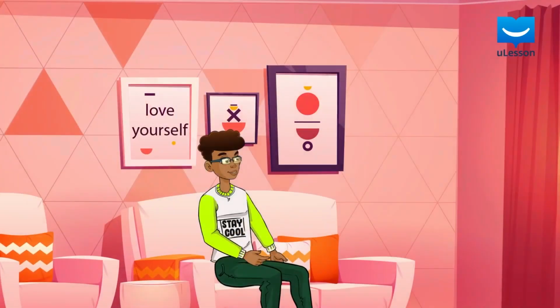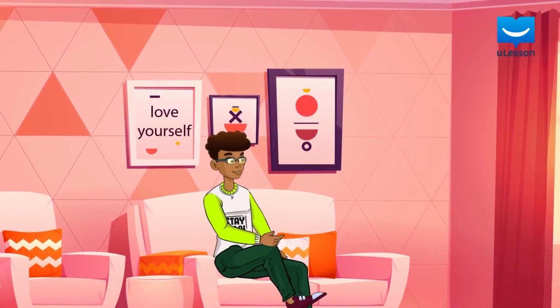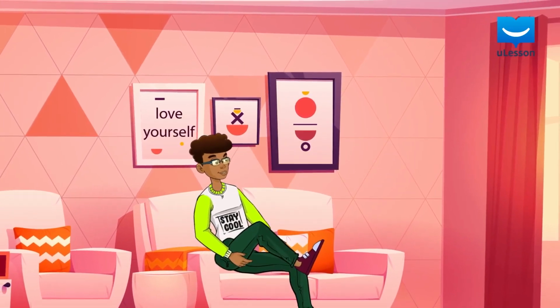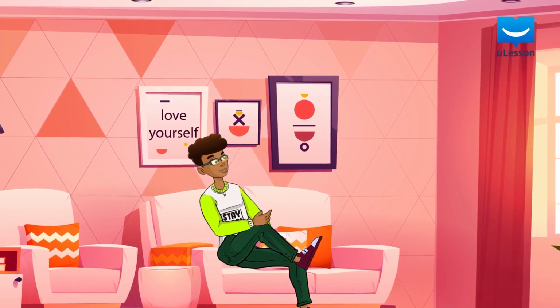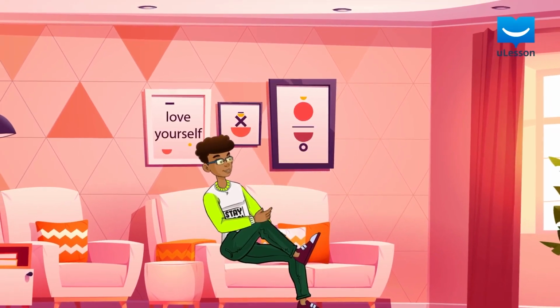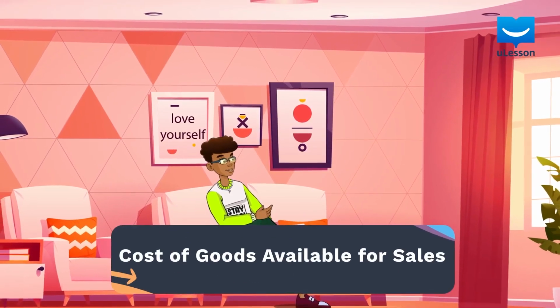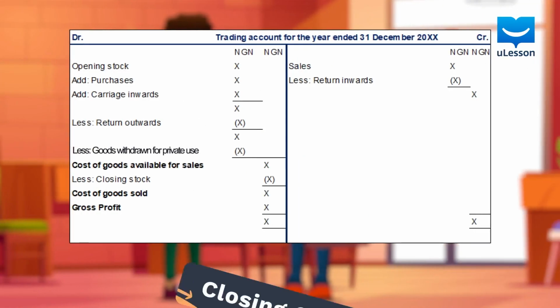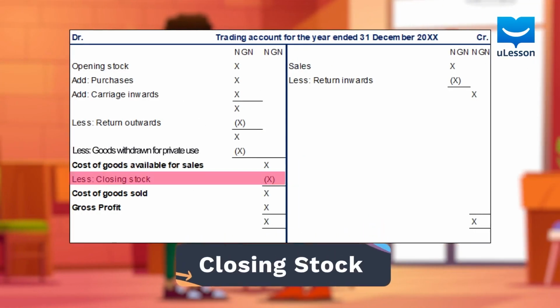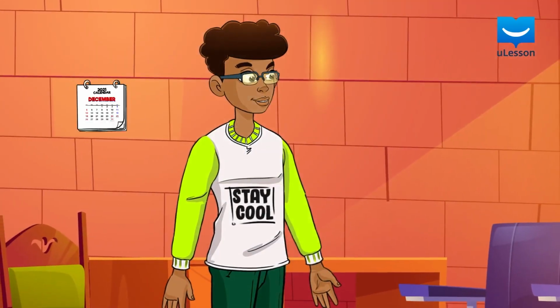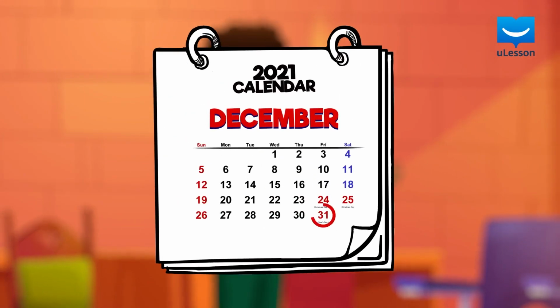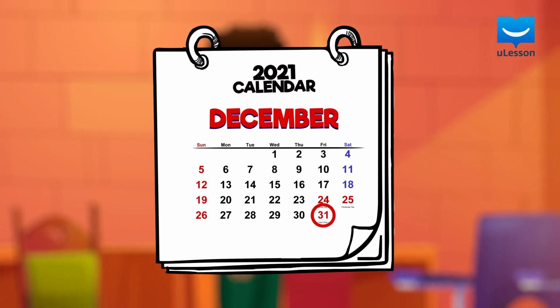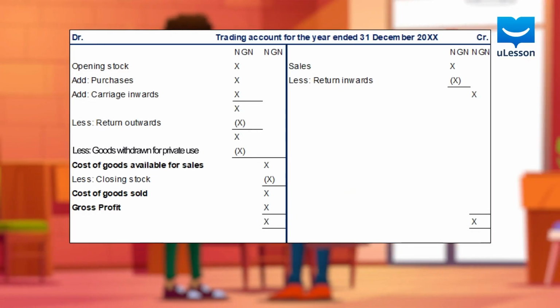For example, when Shei takes a chair from his shop to his house for his own private use, the figure is deducted from the result of the previous calculation. The result is called the cost of goods available for sales. The next item on the list is the closing stock. Now, the closing stock is the value of goods available at the end of the financial period. The closing stock is deducted from the cost of goods available for sales. The result is called the cost of goods sold.